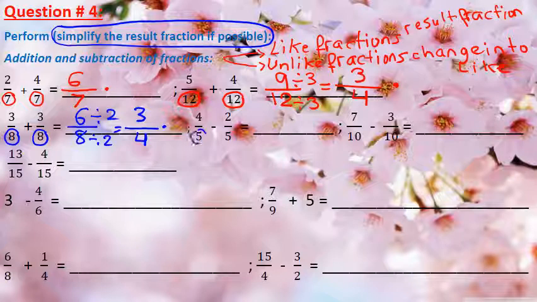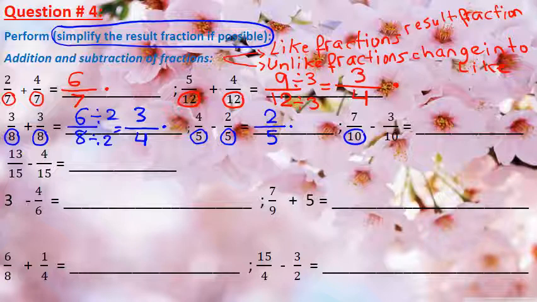Now subtraction, like addition. We look at the denominators. These are like fractions. We directly get a result fraction, denominator 5. 4 minus 2 is 2, so 2 over 5 is an irreducible fraction. 7 over 10 minus 3 over 10.